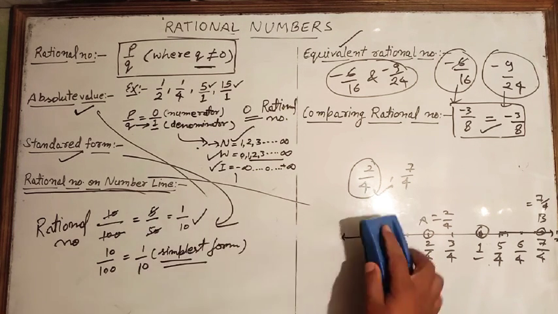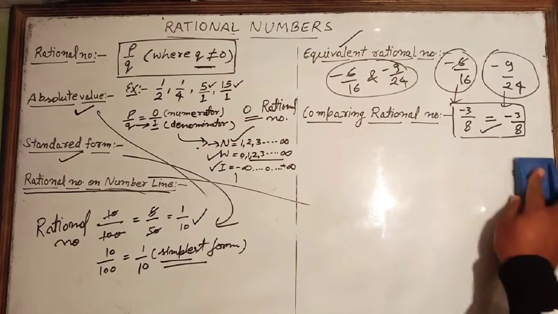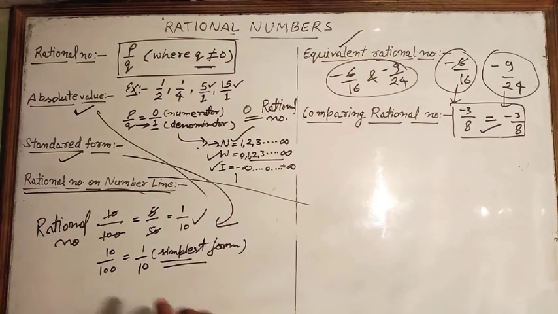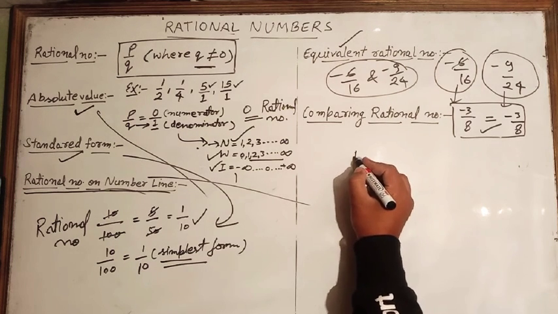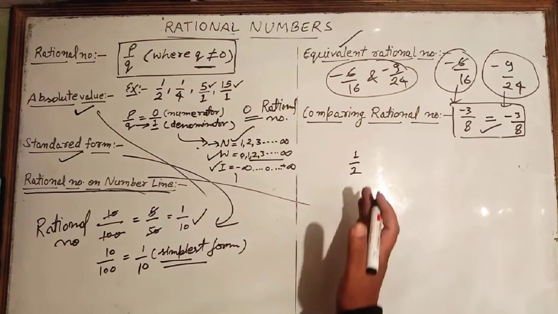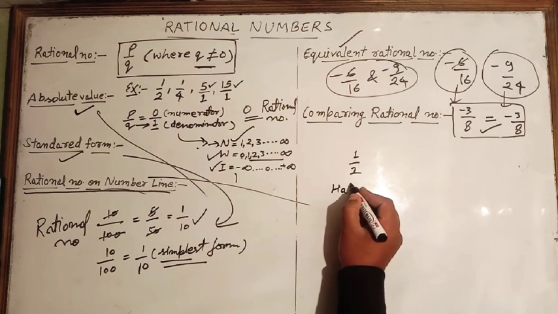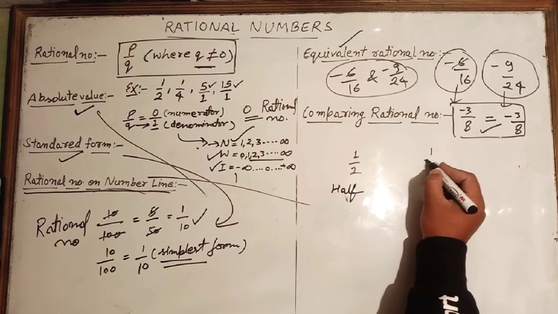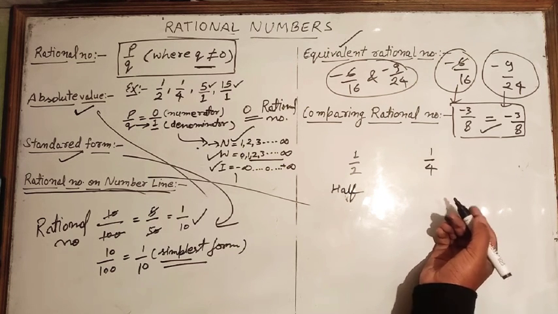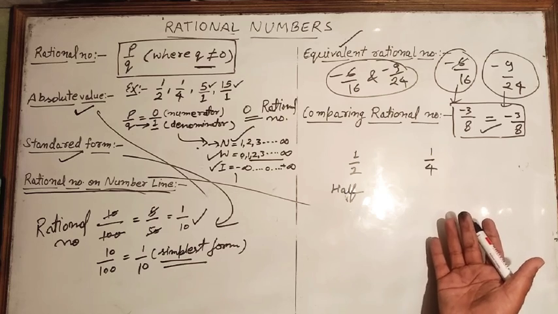Now come to comparing rational numbers. See how we will compare which rational number is greater or which is smaller. I am taking the easiest example here. Just see, 1 by 2. All of you know what it means: half. And here I am taking 1 by 4. What does it mean? 1 by 4 is a quarter, we can say.